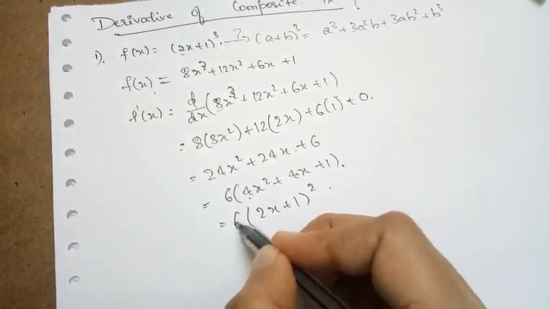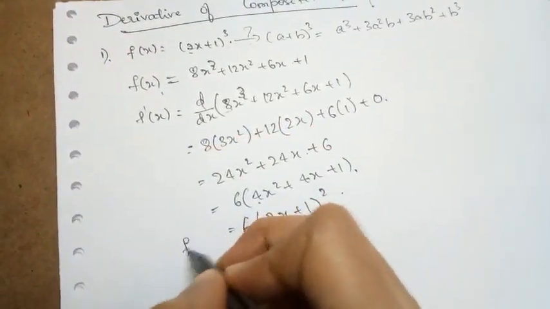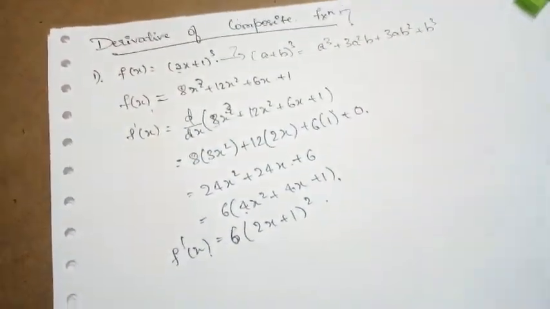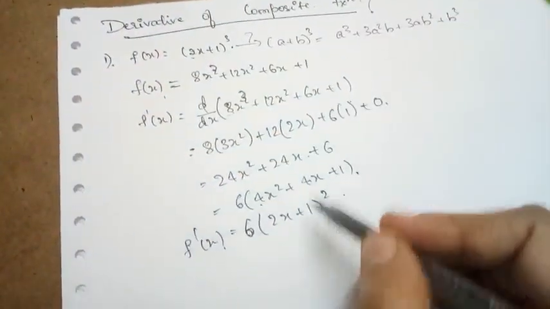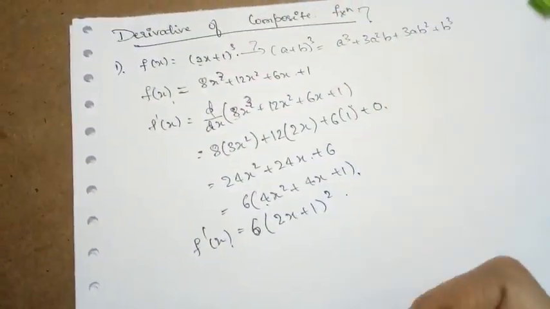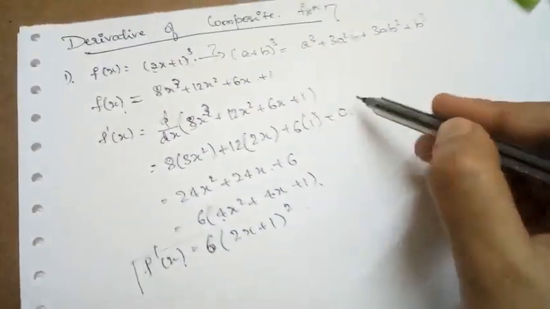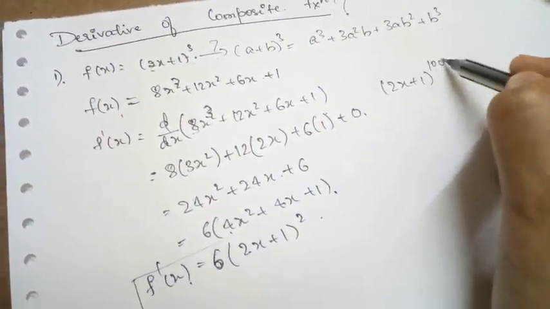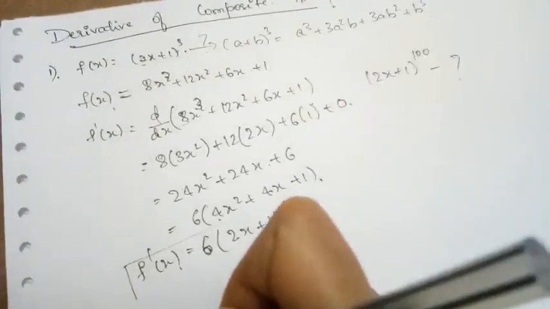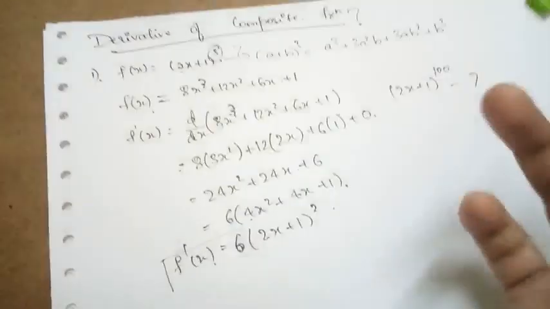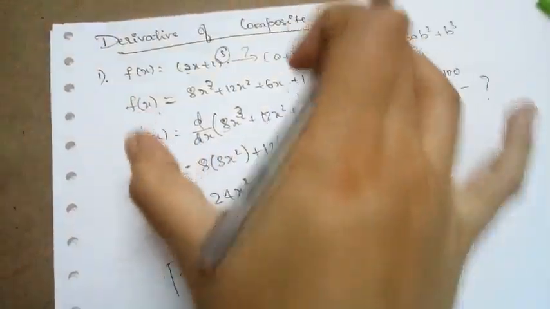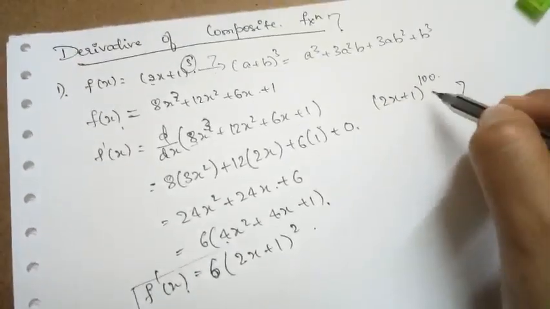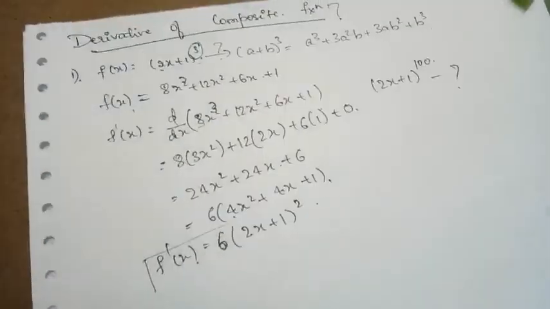So this is the derivative of the function f of x equal to (2x plus 1) whole cube. Suppose the same composite function is in the form of (2x plus 1) to the power 100, how are we going to deal with it? Since here the power was very small, we found it by splitting it up with the basic idea which we already have. Suppose it is in this manner, how are we going to deal with it?